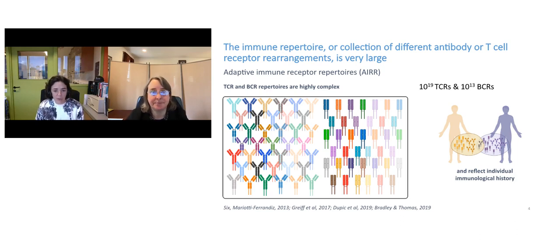The key point of those repertoires is that they are highly diverse and highly complex. Highly diverse because the latest estimation said that there are 10 to the 19 TCRs, 10 to the 13 BCRs, and these different receptors are differently expressed in the different individuals depending on the clinical status or the healthy status of each individual.